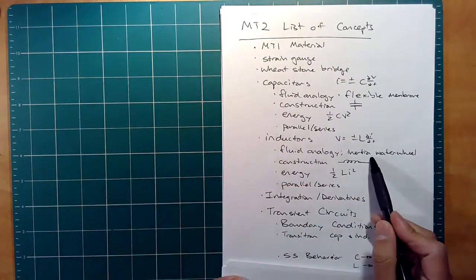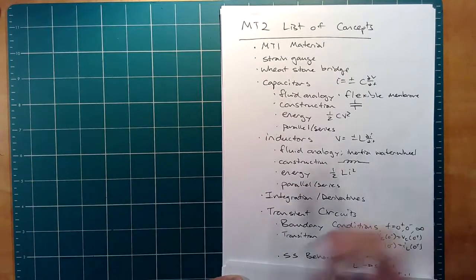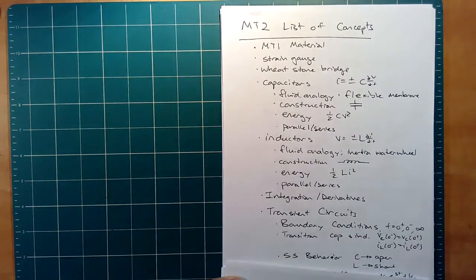For the inductor, you go back again to the physics, and it's like an inertial water wheel. Once there's no more di/dt, there's no more voltage, and a short doesn't have any voltage, and an open does not have any current. Okay.